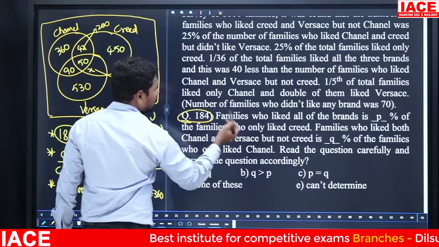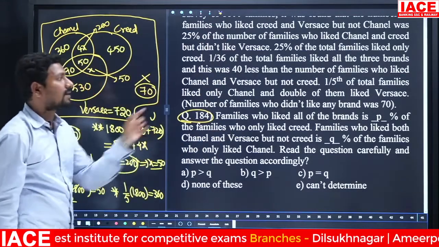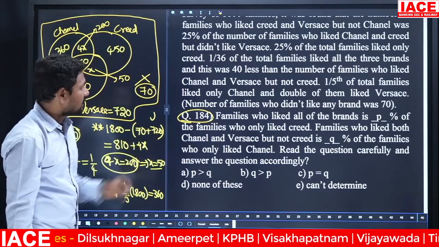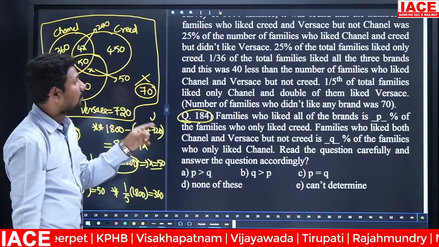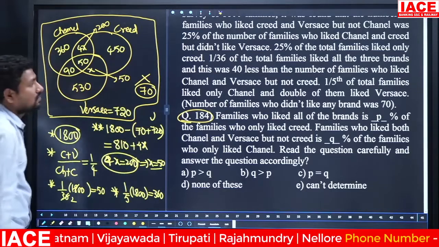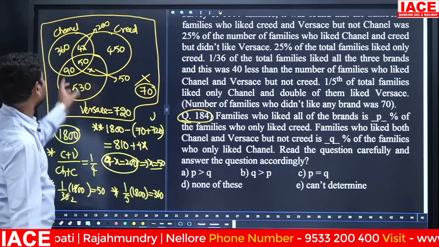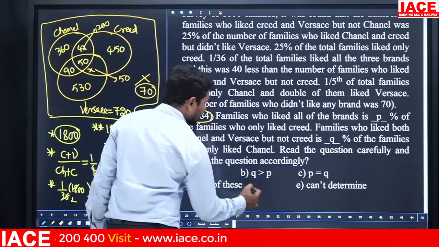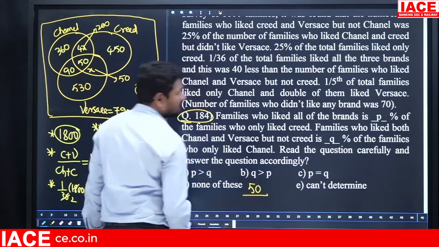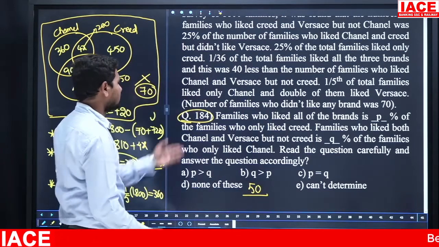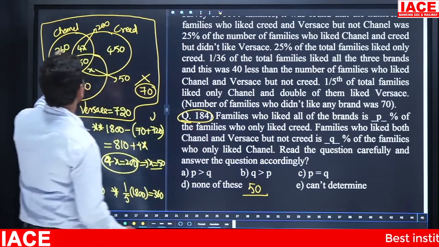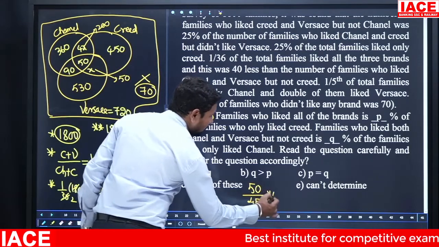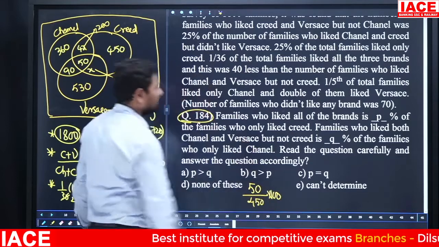This is the question. Families who liked all the brands is P percentage of the families who only like Creed. Who liked all the brands is how much? 50. 50 is P percentage of what? The families who like only Creed is how many members? 450. Then for 450 we need 100. This is the P value.